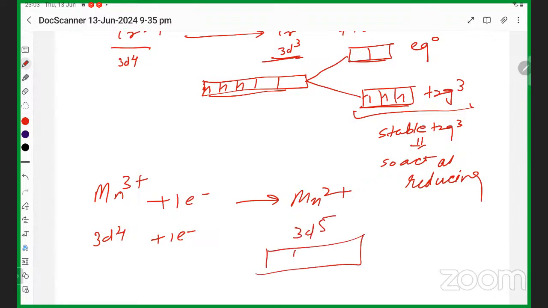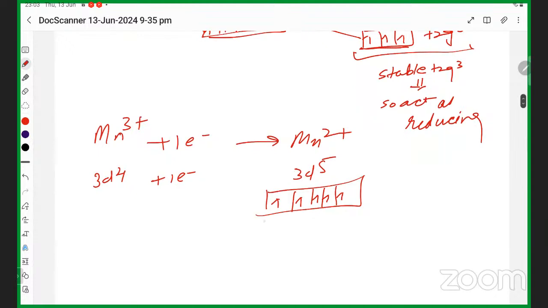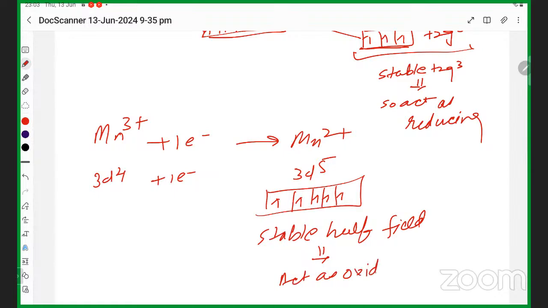3d5 means stable half filled, 1 1 1 1 1. So it again becomes stable half filled. But it takes the electron, so it acts as what? It acts as an oxidizing agent.